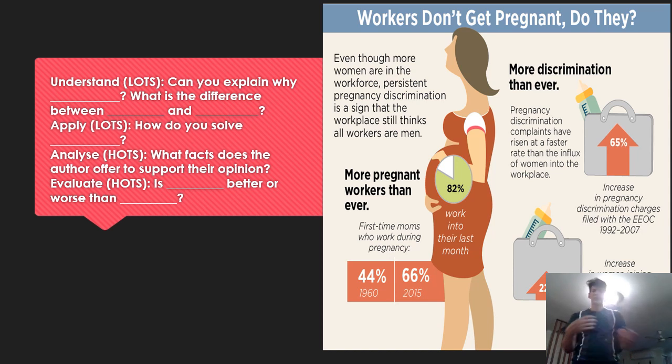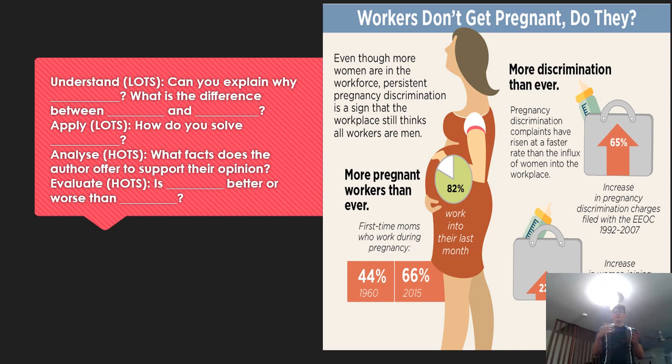The first one is understand. Can you explain why and what is the difference between something and something? So, in this infographic, "Workers don't get pregnant, do they?", the author is trying to show the discrimination against women who are pregnant in the workforce. So, can you explain why? Why is it being made? He wants to detail what is happening with women in the workforce who are getting pregnant.